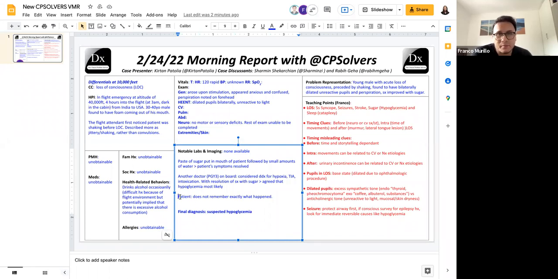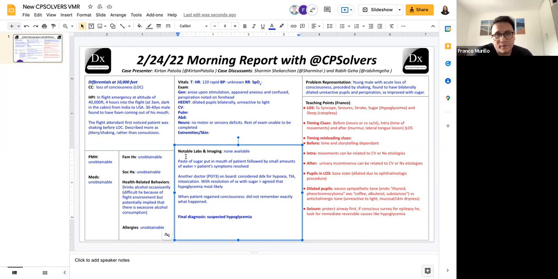Pupils in LOC: be aware of the baseline state of the pupils. Sometimes they could be dilated because of an ophthalmologic procedure. If there is a normal baseline that you can assume, you should think that dilated pupils are an excess of sympathetic tone, probably due to endocrine issues, thyroid issues, or pheochromocytoma, or exogenous causes like coffee, albuterol, or substance abuse, versus an anticholinergic tone excess. It will be helpful to check if they're unreactive, or if there is mucosal or skin dryness concomitant with the LOC.